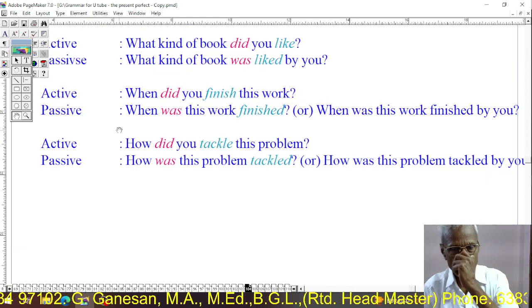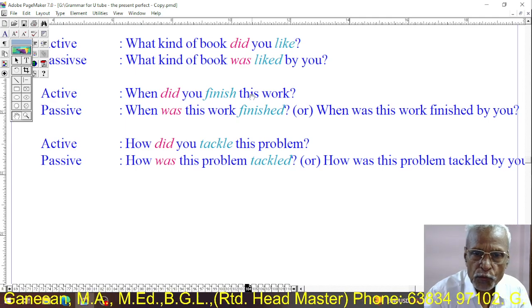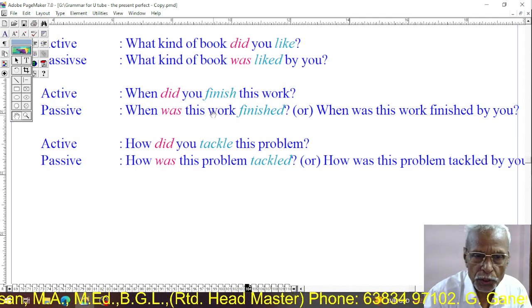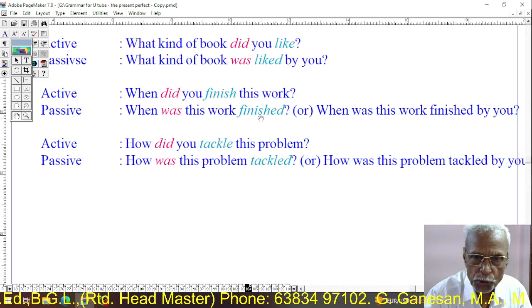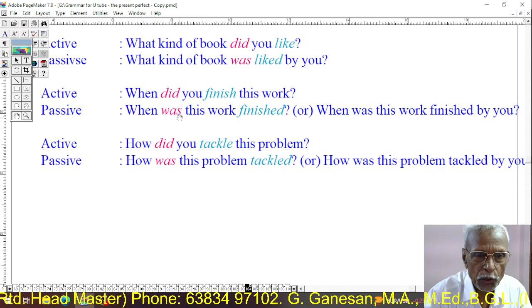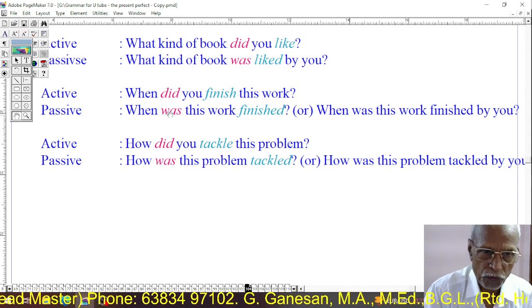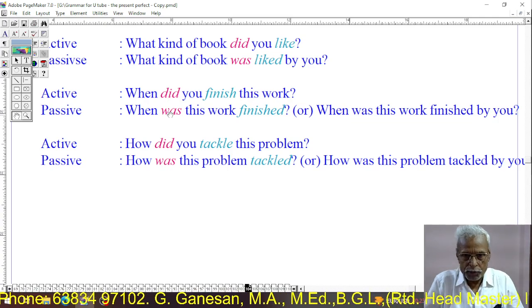When did you finish this work? This work, object, has been converted into subject. You, by you. Finish, past participle finished. Did, was. As this work is singular, was is used in the basic form. So when did you finish this work? When was this work finished?